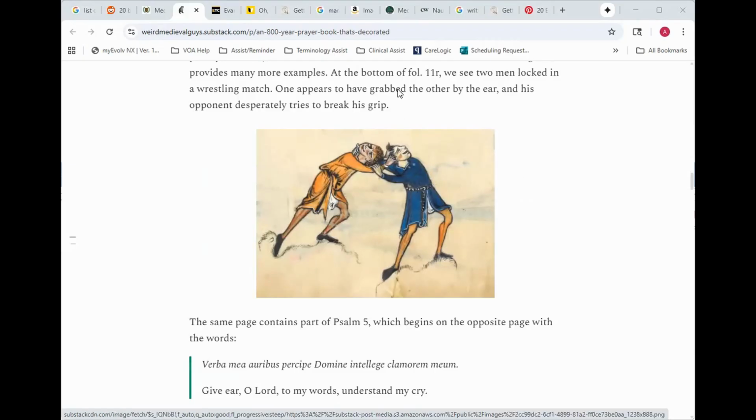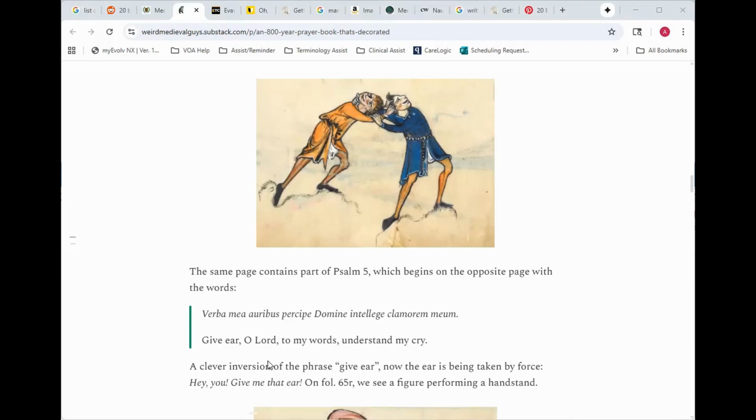We've got another example of that here on the same page. We're still in the Weird Medieval Guys page here. Part of Psalm 5 has, "Give ear, O Lord, to my words, understand my cry." And we have two guys wrestling. One is trying to steal the other's ears. So this is where we get a lot of that play on words with when we say "give ear, O Lord," we're saying, hear what I'm talking about. But instead, we've got somebody taking that person's ears.